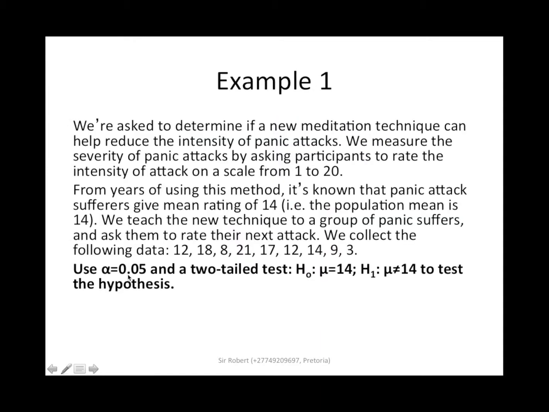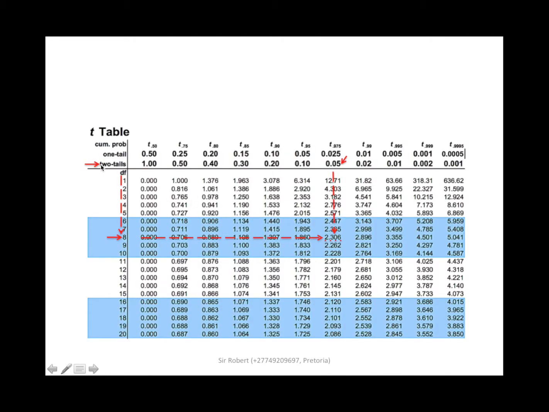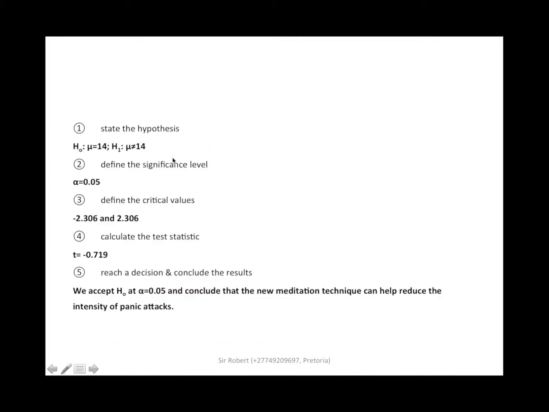So let's do it again. Remember from the question, your alpha is 0.05 and you're given that it is a two-tailed test. So you go to your two tails at 0.05, then you link it to 8 degrees of freedom, and you get 2.306. This is just to remind you: state the hypothesis, define your significance level, then define your critical values. It's this one and this one. Remember, it's a two-tailed t-test.